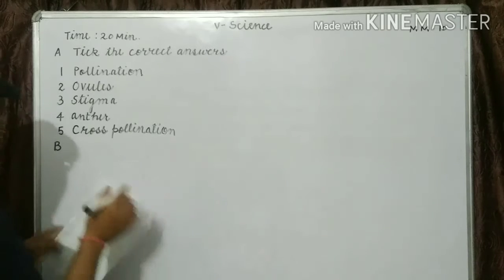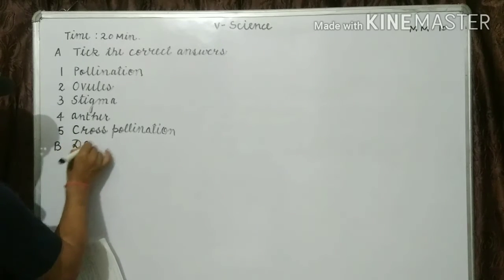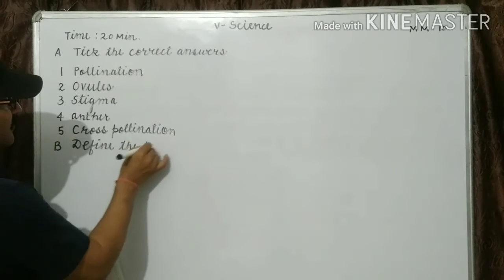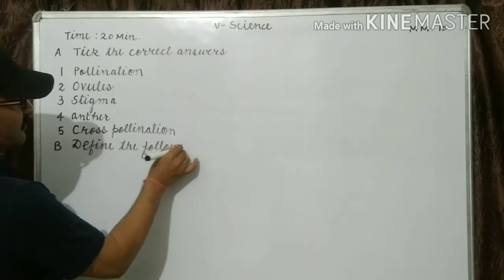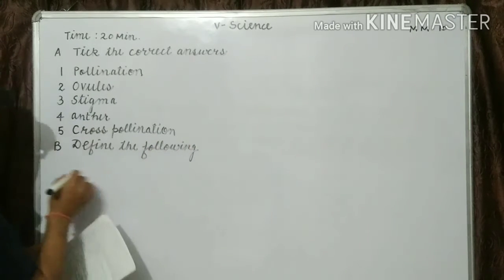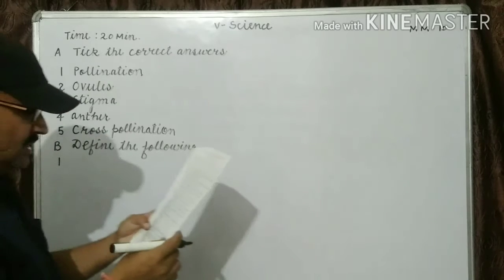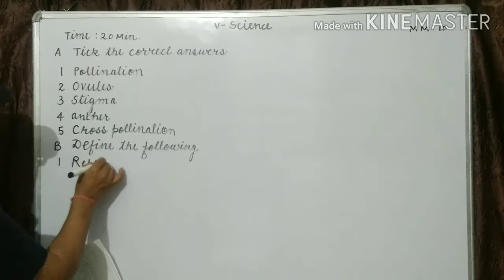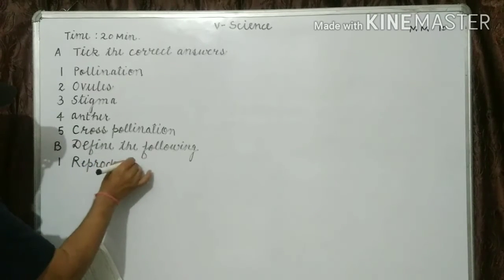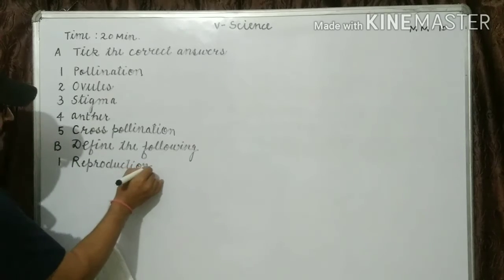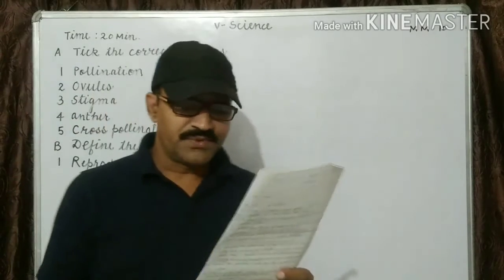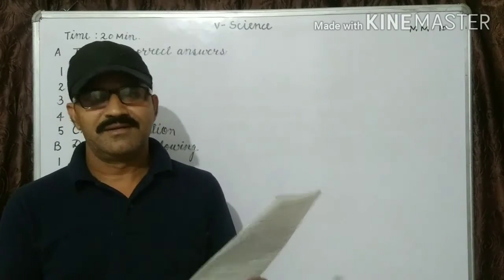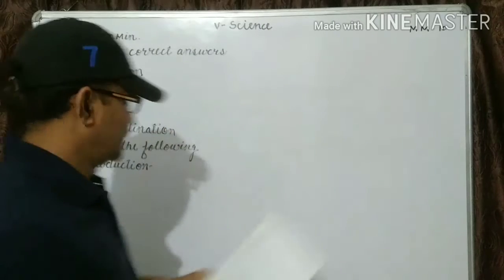B part, define the following. Number 1, reproduction. Reproduction: the process by which organisms produce young ones of their own kind is called reproduction.